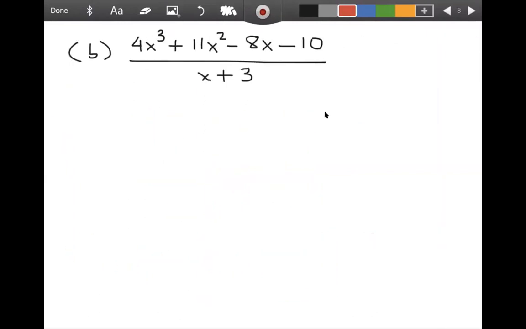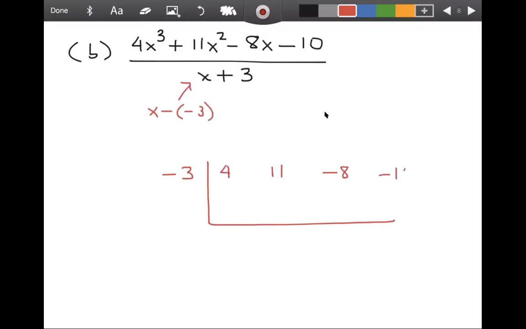All right, the next example is 4x cubed plus 11x squared minus 8x minus 10 divided by x plus 3. So the first thing you have to be careful of with this one, we're going to think of that x plus 3 as x minus -3. And we're going to put a -3 outside. All right, and then the coefficients of the dividend, I'm sorry, are 4, 11, -8, -10.